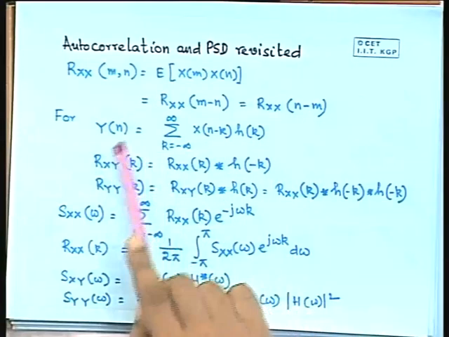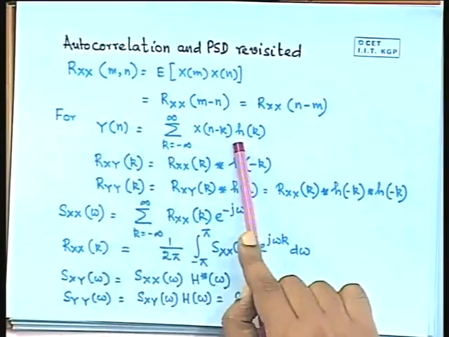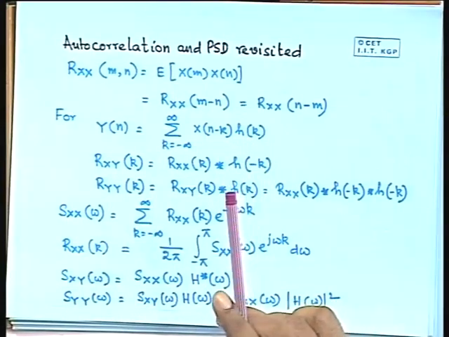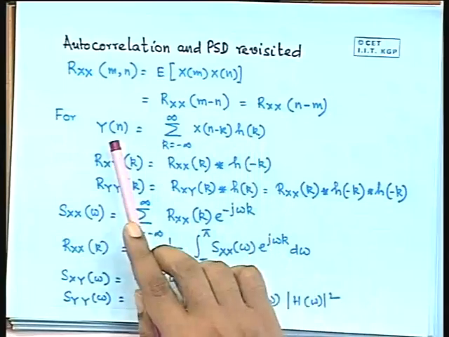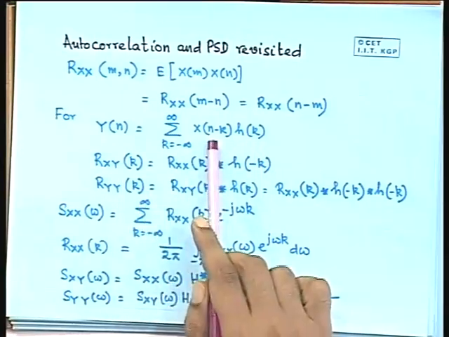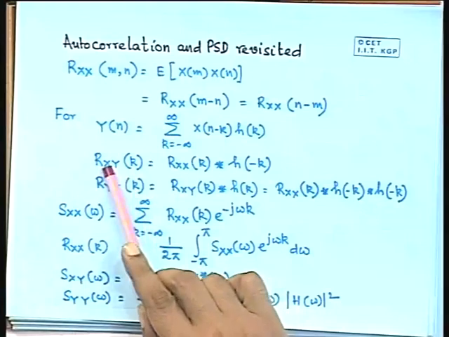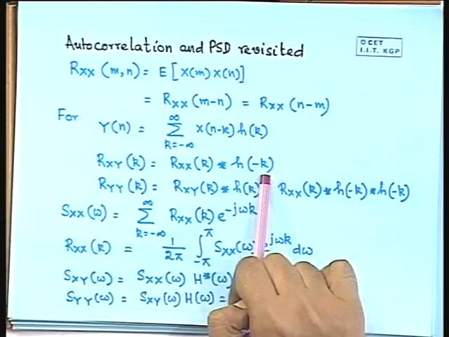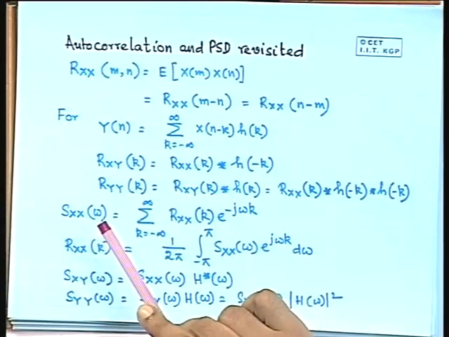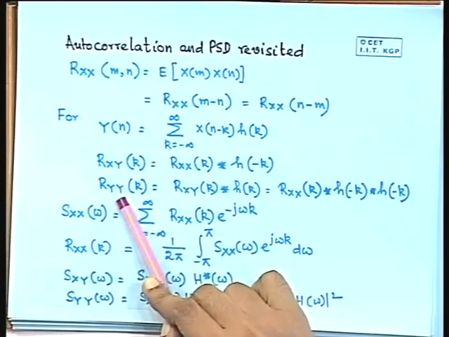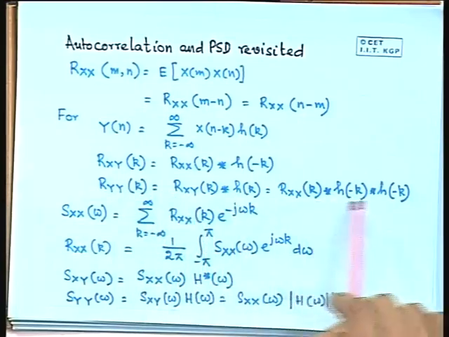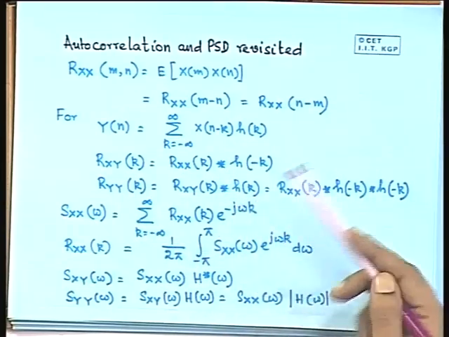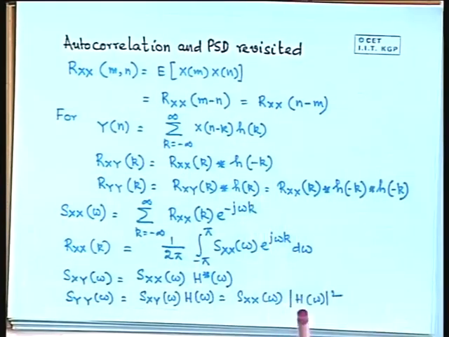In case you define another signal which is obtained by filtering, that is, if y is the output of a filter of impulse response h whose input is x, then we know that the cross correlation is defined like this. This we have already derived, and the autocorrelation of the output can be defined in terms of this or in terms of this. You can go on convolving them with the impulse response.